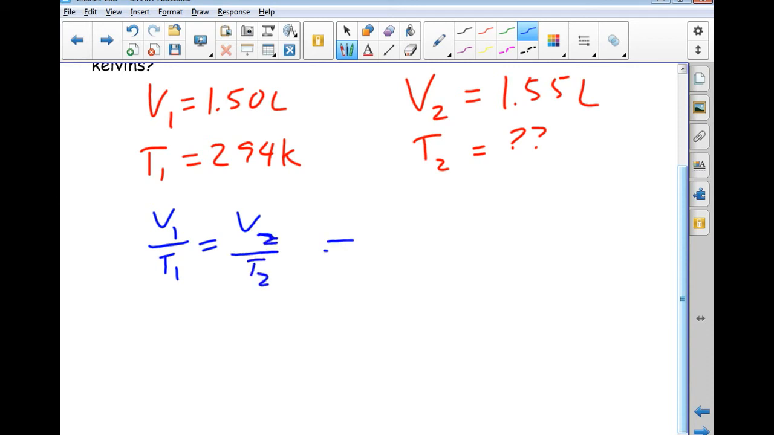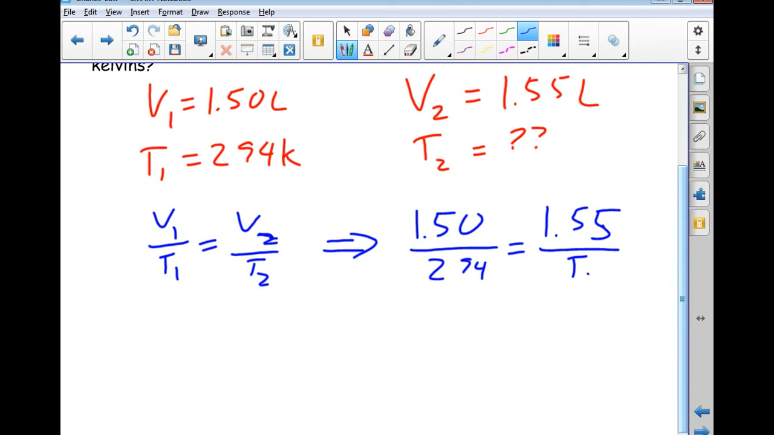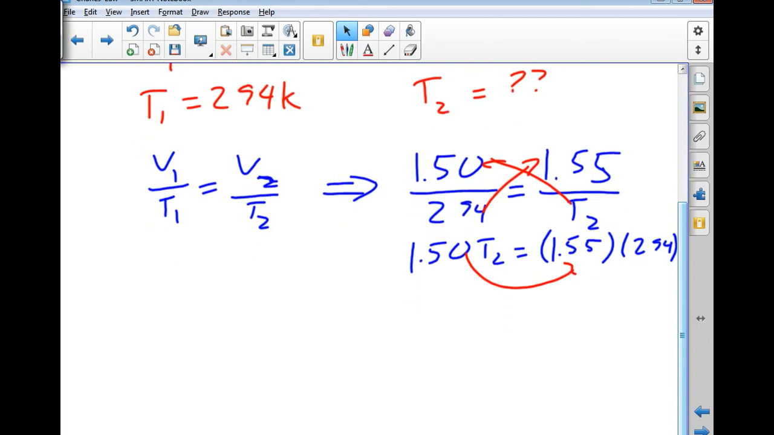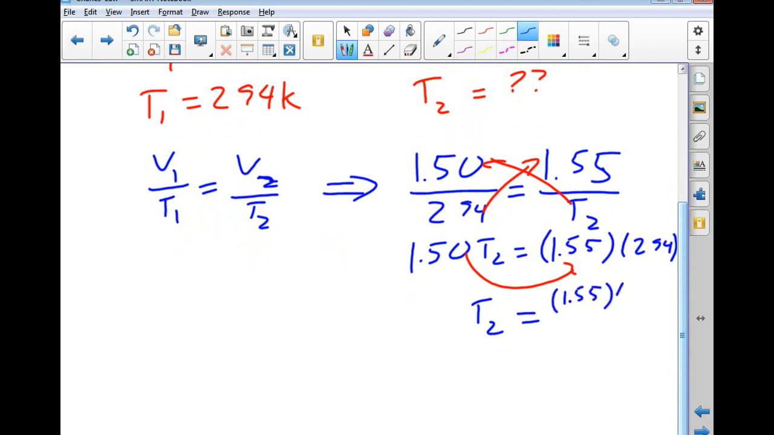So 1.50 over 294 is equal to 1.55 over T2. Next, we're going to do some cross multiplication. So 1.50 T2 is equal to 1.55 times 294. Now we want to have T2 by itself, so we're going to bring that over. So T2 is equal to 1.55 times 294 over 1.50.